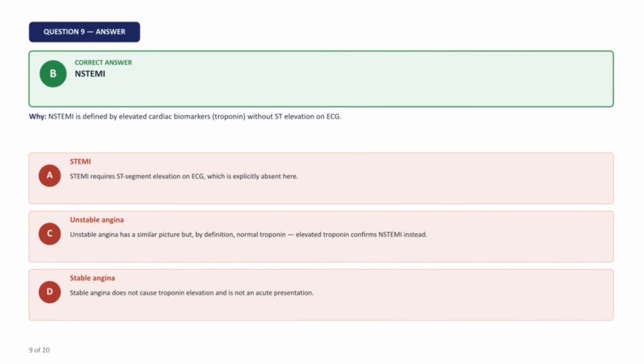NSTEMI is defined by elevated cardiac biomarkers, troponin, without ST elevations on ECG. Now, why isn't A correct? STEMI requires ST segment elevation on ECG, which is explicitly absent here. Why isn't C correct? Unstable angina has a similar picture, but by definition, normal troponin. Elevated troponin confirms NSTEMI instead. Now, why isn't D correct? Stable angina doesn't cause troponin elevation and is not an acute presentation.